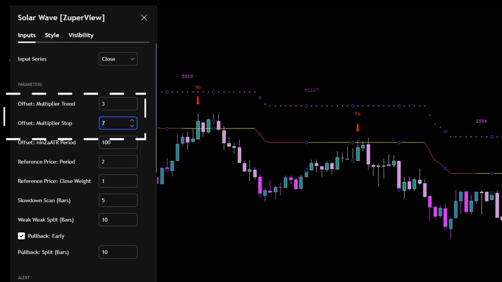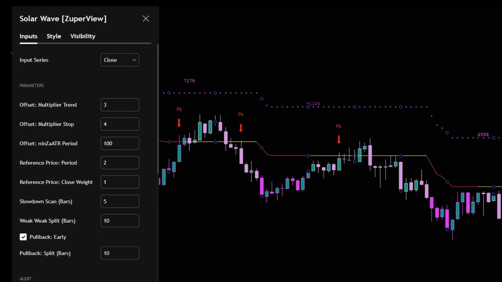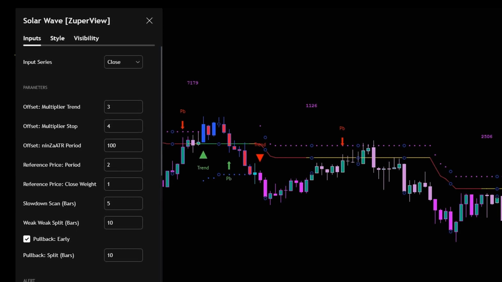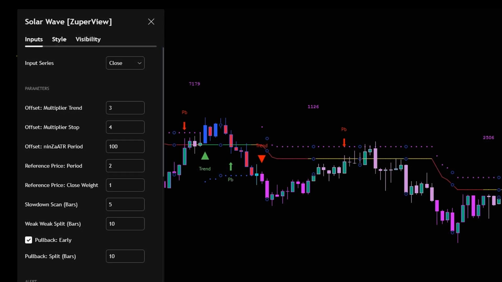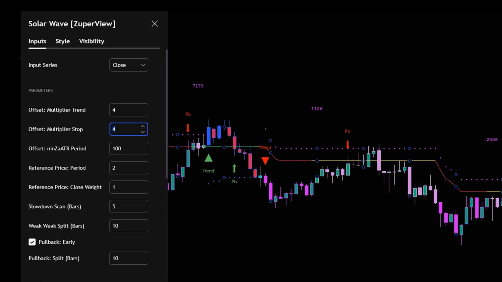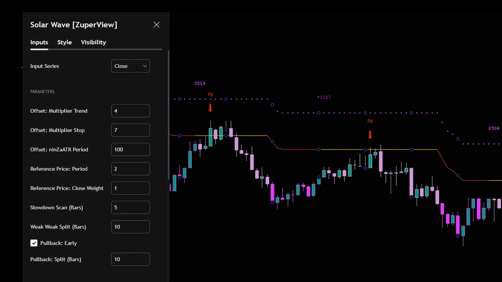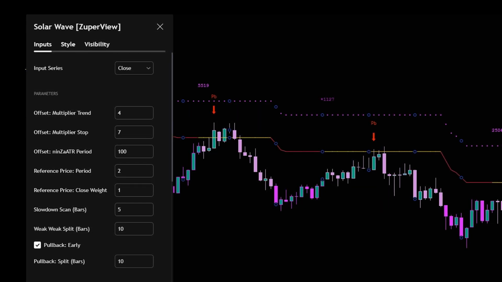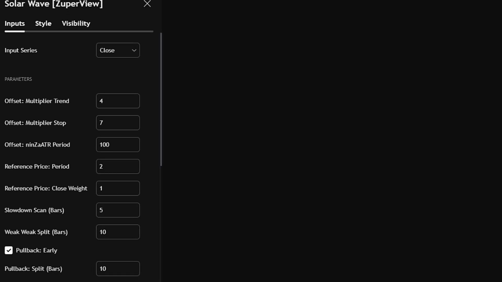If you lower these two parameters, the gap between the trailing stop and the trend vector gets smaller. That makes the indicator more sensitive to price moves, so you'll see more signals, but they can be a bit noisier. On the other hand, if you raise the values, that gap gets wider. The indicator responds more slowly, you'll get fewer signals, but those signals tend to be more reliable.